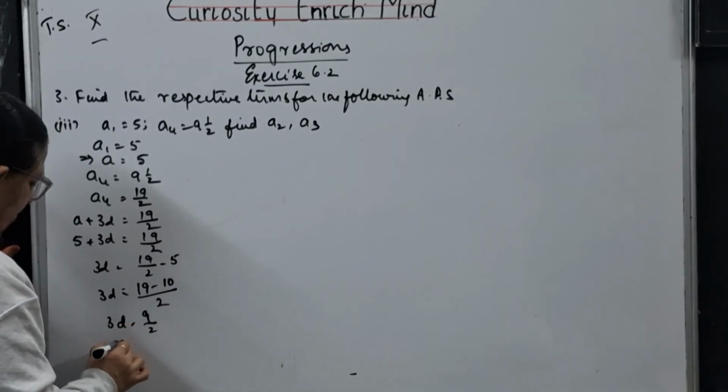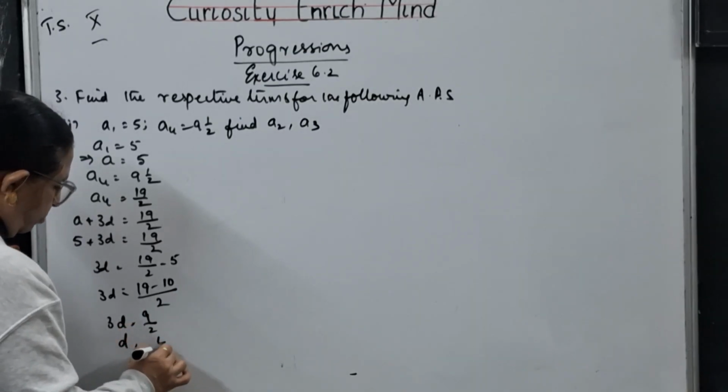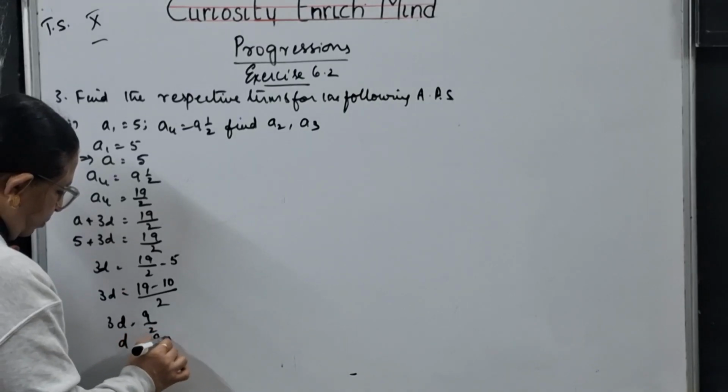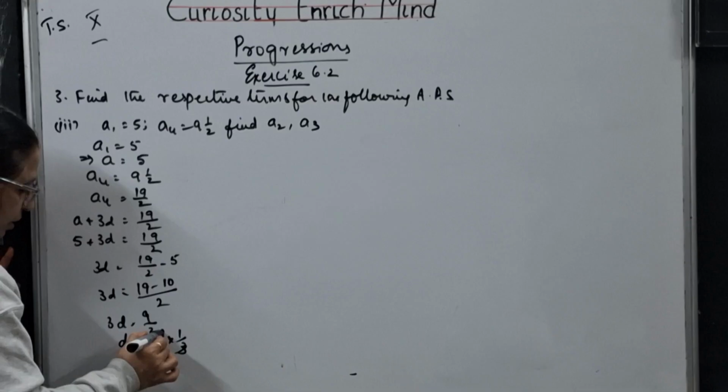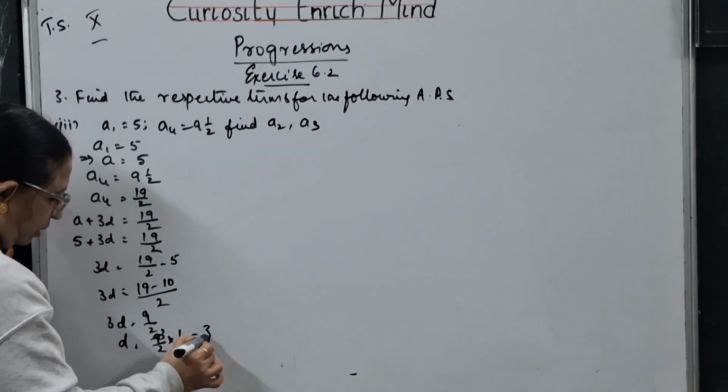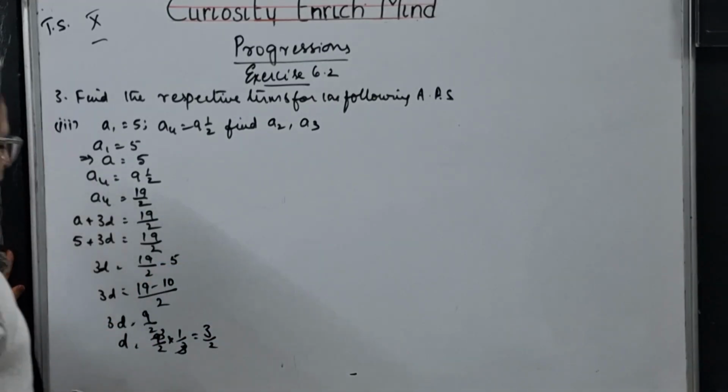Okay, so what is D? D is equal to 9 by 2 into 1 by 3. Reciprocal you have to write. 3 ones are 3, 3 threes are 9. So D is equal to 3 by 2 we have got.